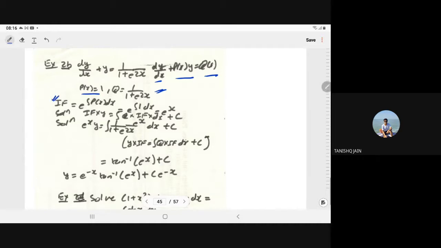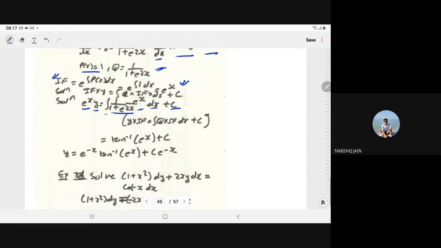So the integrating factor will be e to power integral P(x) dx, so e to power integral 1 dx. So it will be e to power x. So here we have the integrating factor e to power x. So what will be the solution? The solution is the integrating factor into y is equal to integral of Q into integrating factor into dx plus c. So e to power x into y is equal to integral of 1 upon 1 plus e to power 2x into e to power x, the integrating factor, dx plus c.